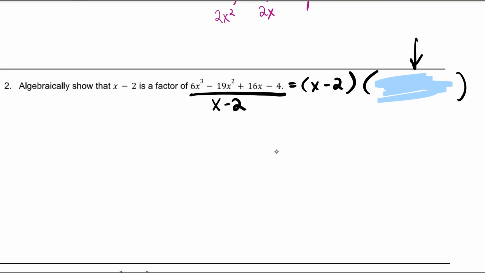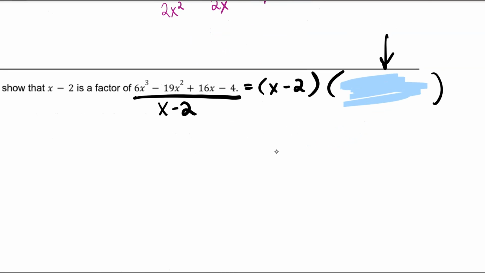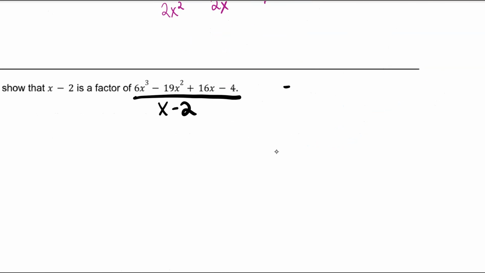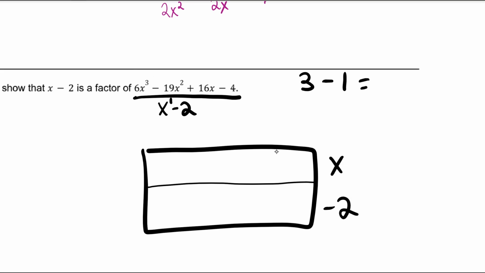So really, this is asking the same question as number 1, of setting up a reverse tabular method. So if this is the problem we're looking at, I could again start by just setting up my box. I'll put x and a minus 2 on the right-hand side there. And to figure out how many vertical lines to draw, I'm dividing a degree 3 polynomial, that's the highest exponent there, by a degree 1 polynomial, that's the highest exponent I see in the denominator.